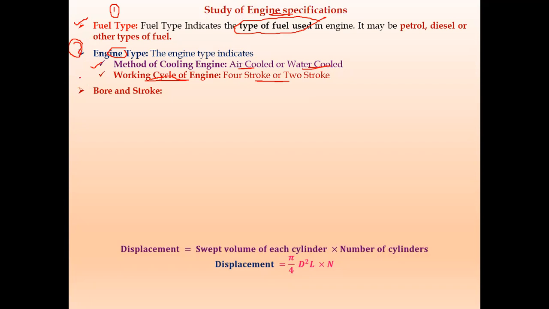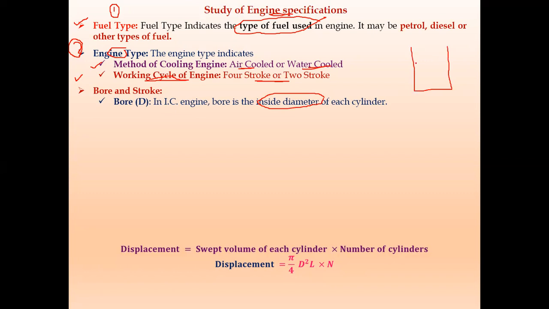Next, we have bore and stroke. Now what is meant by bore? In an IC engine, bore is nothing but the inside diameter of each cylinder, or we can say the internal diameter of each cylinder. For example, here is the cylinder. The internal diameter of this cylinder is known as the bore. That is the D, or sometimes it is called D.